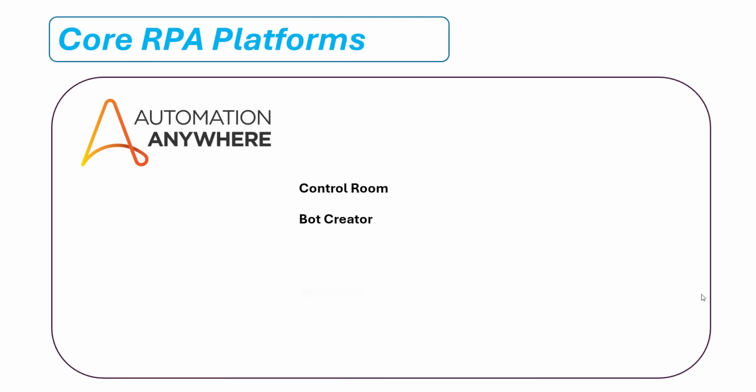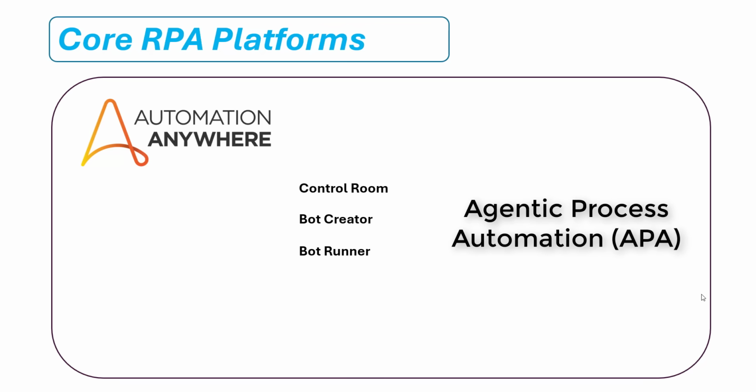Next one, Automation Anywhere or Automation 360, which is a popular cloud-native platform focusing on intelligent automation, often integrating IQ Bot and their centralized management controls. Automation Anywhere provides software that uses bots to automate repetitive, rule-based digital tasks traditionally performed by humans. This is a key part of agentic process automation, that is APA.